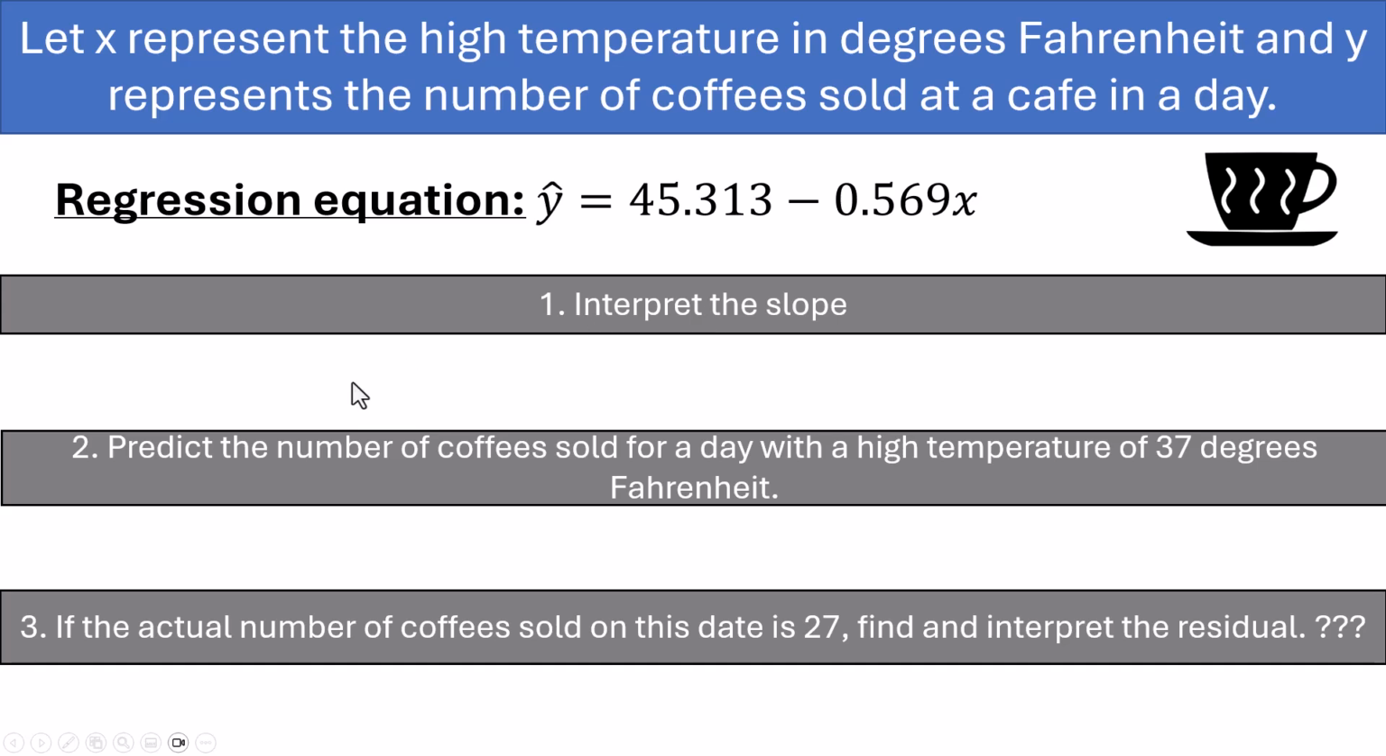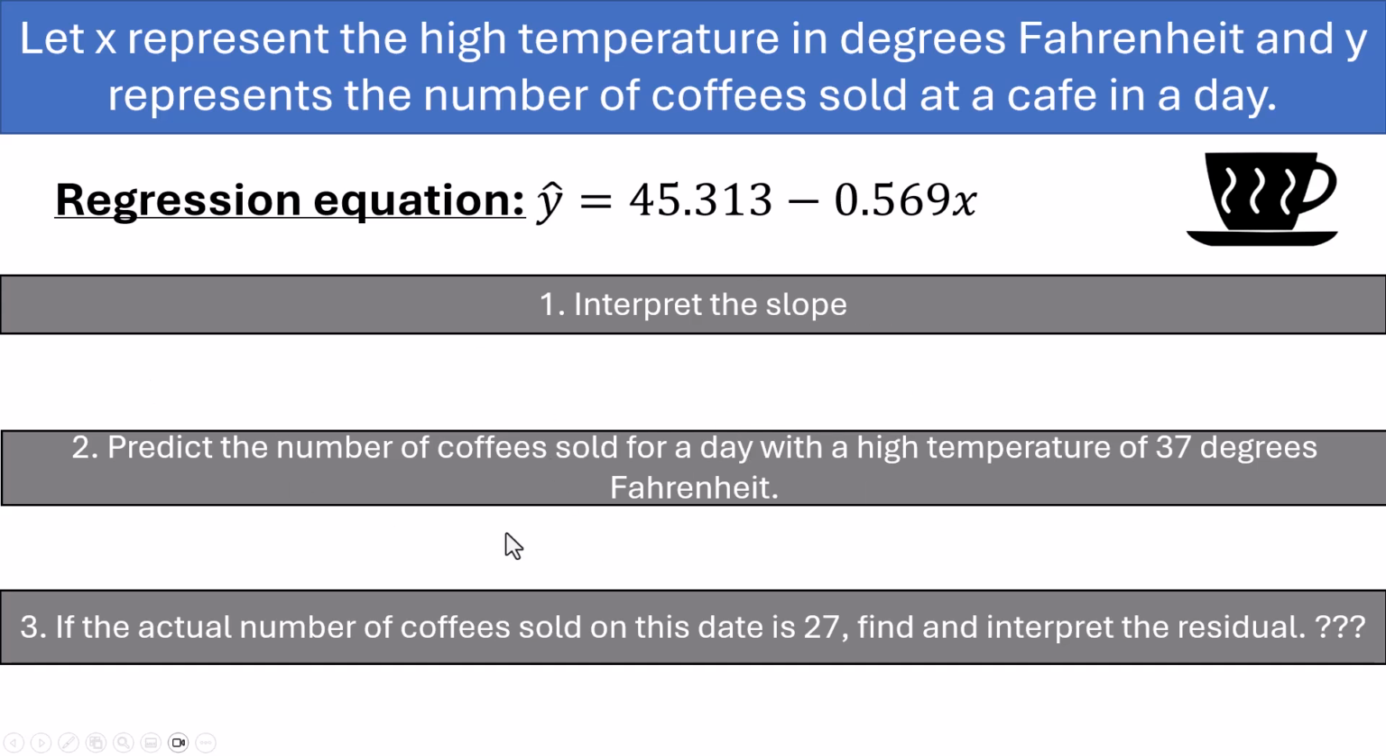See if you can interpret the slope, using that template statement from earlier. Then find the predicted number of coffees sold for a day when the high temperature is 37 degrees Fahrenheit. And then, if the actual number of coffees sold on that date is 27, find and interpret the residual. So go ahead and pause the video and give those three a shot. Now I'm going to go through the first two.